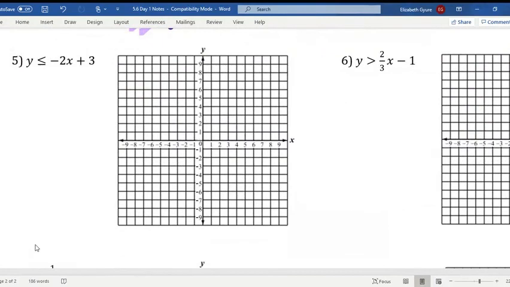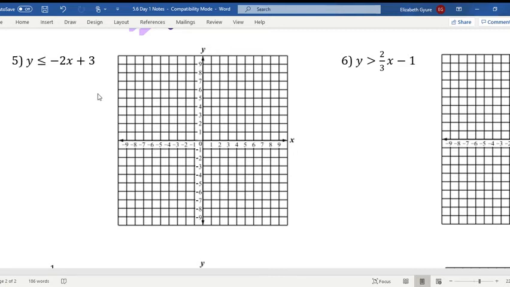All right, so we have y is less than or equal to negative 2x plus 3. So remember, this is in y equals mx plus b form. So this is like when we graphed and saw where our lines cross. This is just graphing basic lines. Remember, first graph your y-intercept, then count out your slope. So if we have y is less than or equal to negative 2x plus 3, who can tell me what my y-intercept is here?